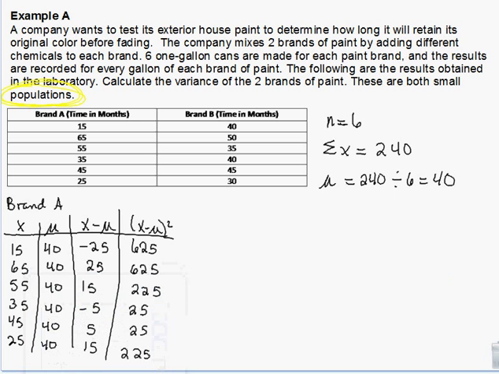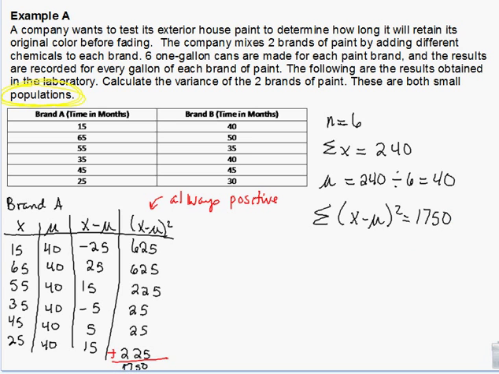All of these numbers in this column will always be positive. You cannot get a negative number in this column because you're squaring it, and a negative times a negative is a positive. Then I add this column all up, and when I add all these up, I get what's called the sum of x minus mu squared. And that is 1750 in this case. Okay, 1750. Just put it right down there. Wait, 1750? Uh-huh. Yeah, 1,750.